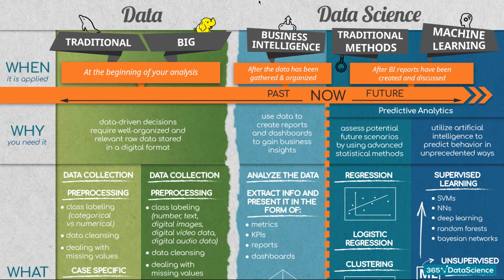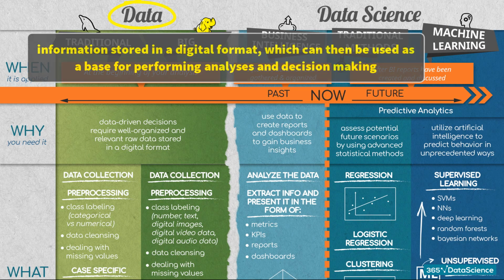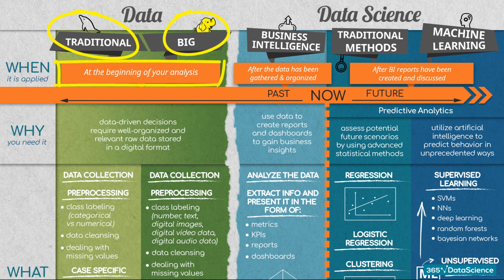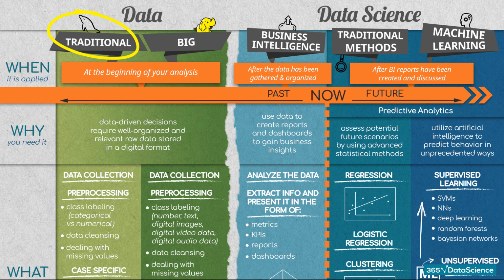In regard to business and computing, data is defined as information stored in a digital format, which can then be used as a base for performing analyses and decision-making. As you can see, there are two types of data, traditional data and big data. Dealing with data is the first step when solving business problems or researching, so it's important to know what you're looking at.